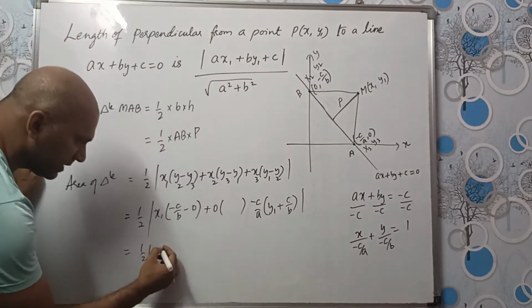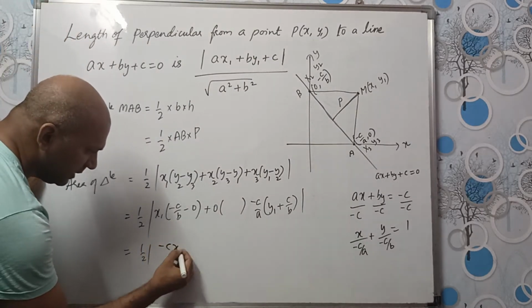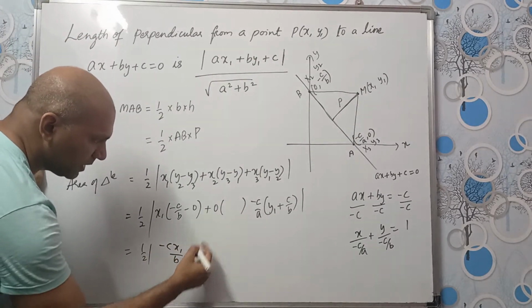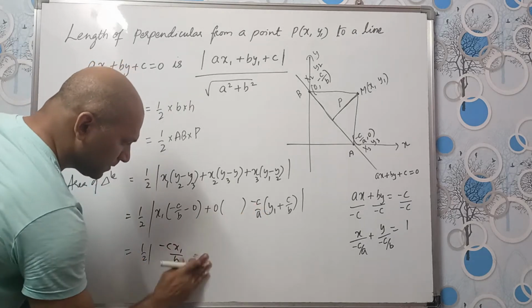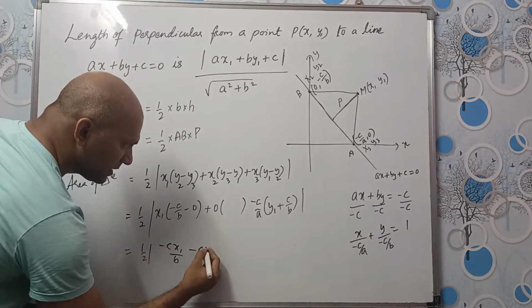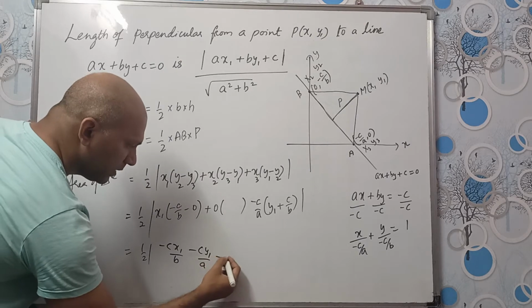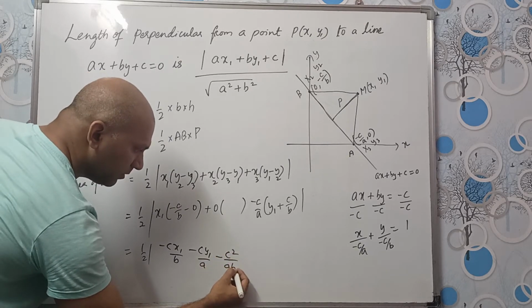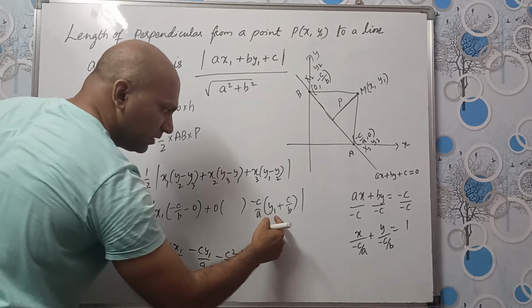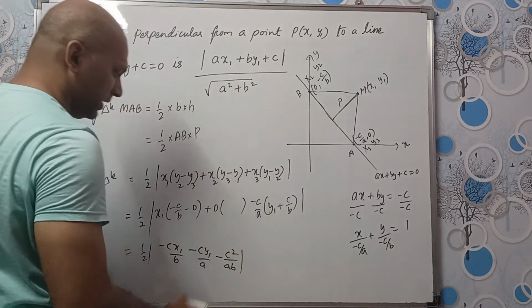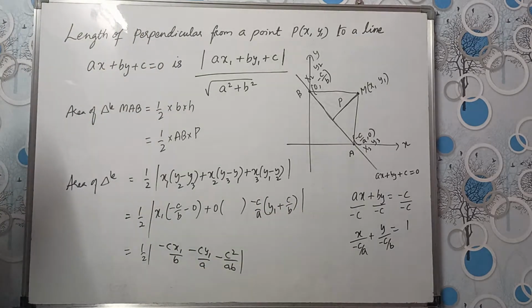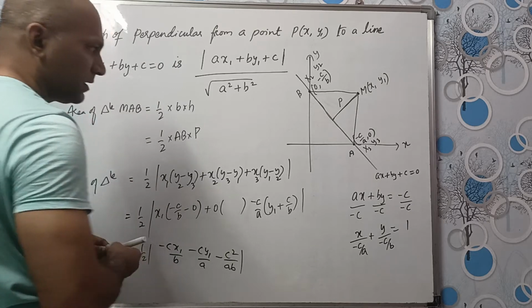Let us multiply this. Minus c x1 by b plus this is 0. Okay, minus c y1 by a minus c square by ab. We have multiplied c by a with y1 and with c by b. Okay. So we have this.